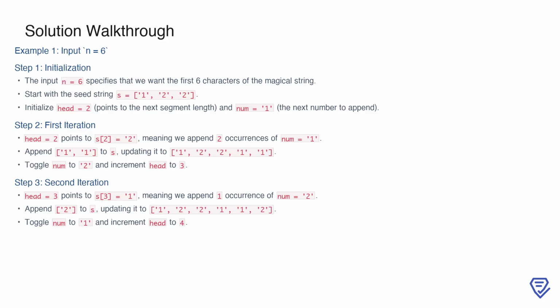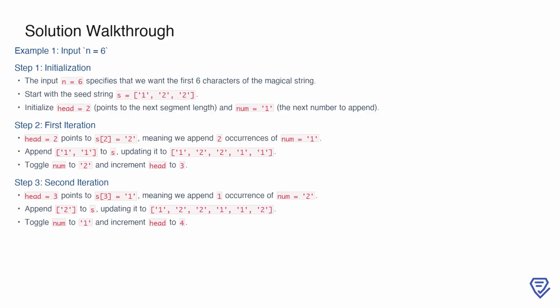For the first iteration, head points to s[2], which is 2. This tells us to append 2 occurrences of the current number, which is 1. As a result, we append 1, 1 to s, updating it to 1, 2, 2, 1, 1. After this, we toggle number to 2, preparing for the next number to add, and increment head to 3.